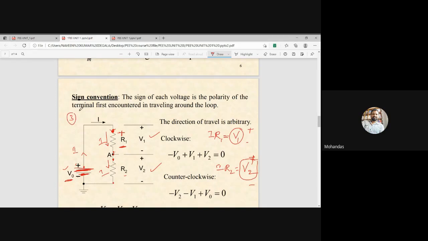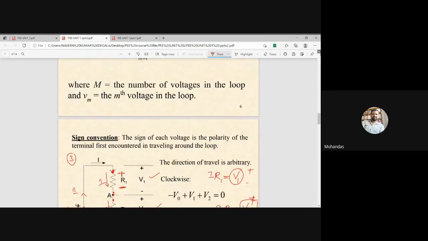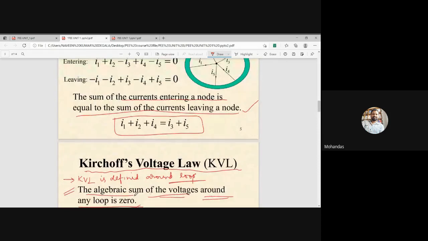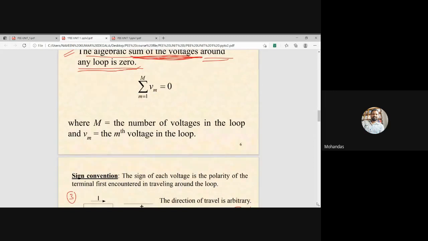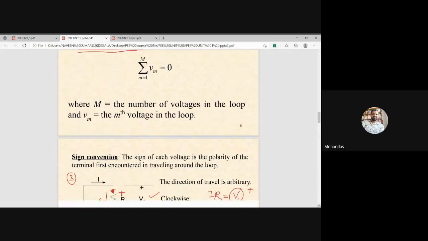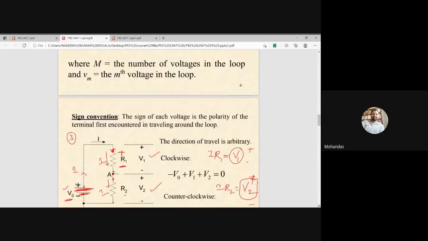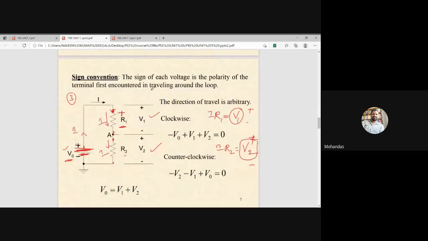And why do we have to find this V1 here? Because the KVL says the algebraic sum of voltages. See the statement: sum of the voltages. That is why we calculated the voltages across R1 and R2. If all are voltage sources, there is no need to calculate, but if there is a resistance, we have to calculate the voltage. The algebraic sum of all voltages around a closed loop equals 0. That is the statement.